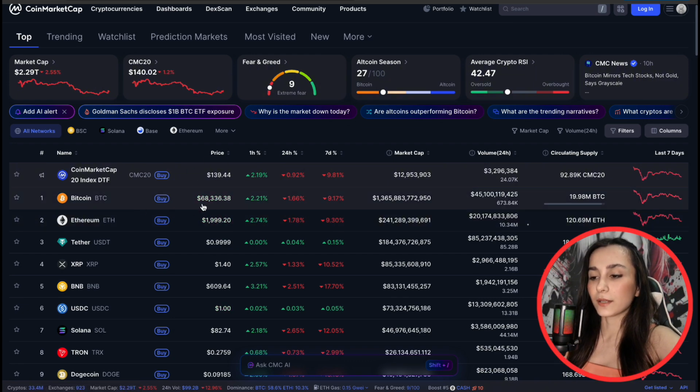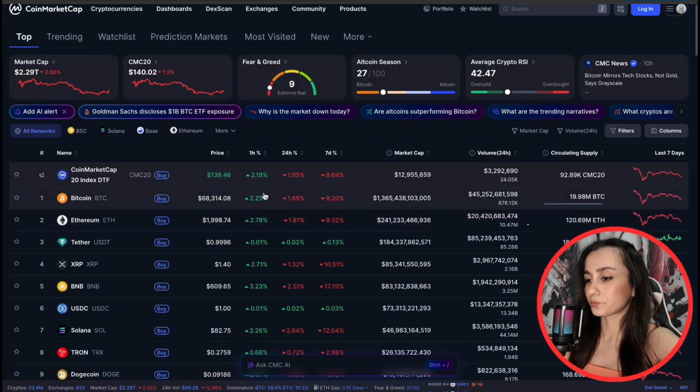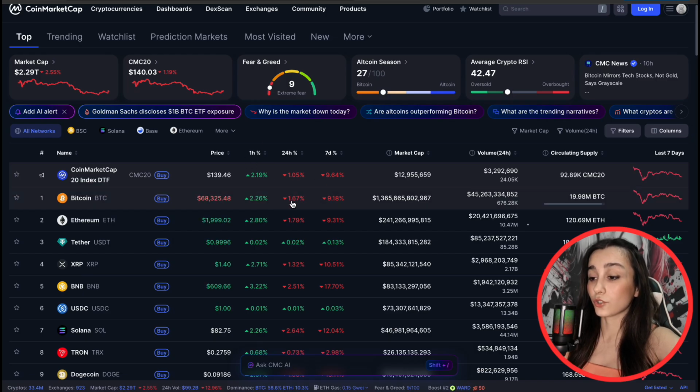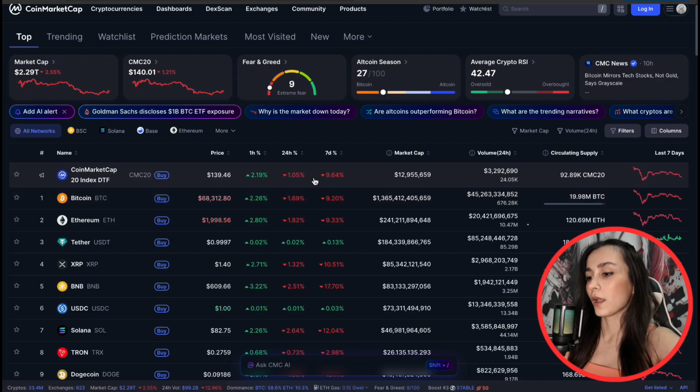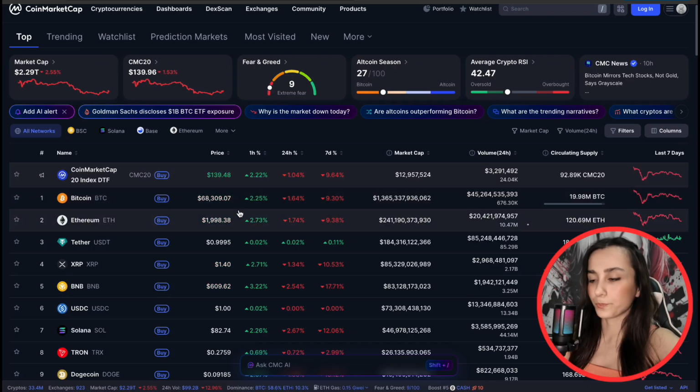I will see their price is 68k so far, and here I will see their volatility. I will see their hourly rise or drop: here 24 hours and here 7 days. As you see, it's up 2.25% in 1 hour, but it's dropped 1.68% in 24 hours. Also in 7 days it's dropped 9.20%. So this week it dropped, but currently it's making a small rise.